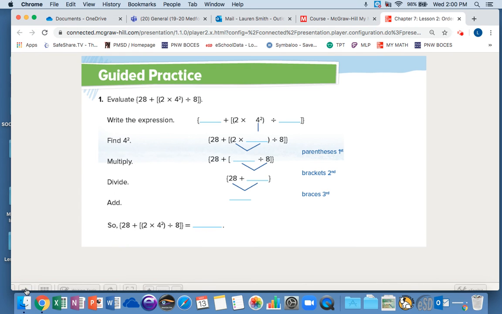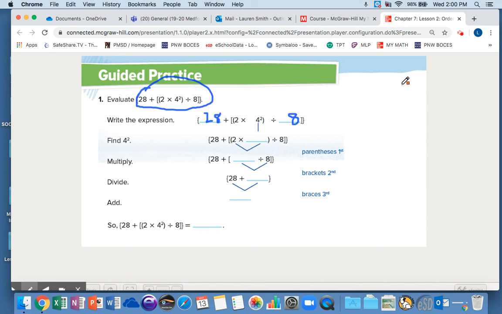Okay, let's try one more together. Okay, so it says write the expression. So this is an expression. That's what that's called. Okay, so we're going to write it in. 28, fill in the gaps, plus 2 times 4 to the second power divided by 8.